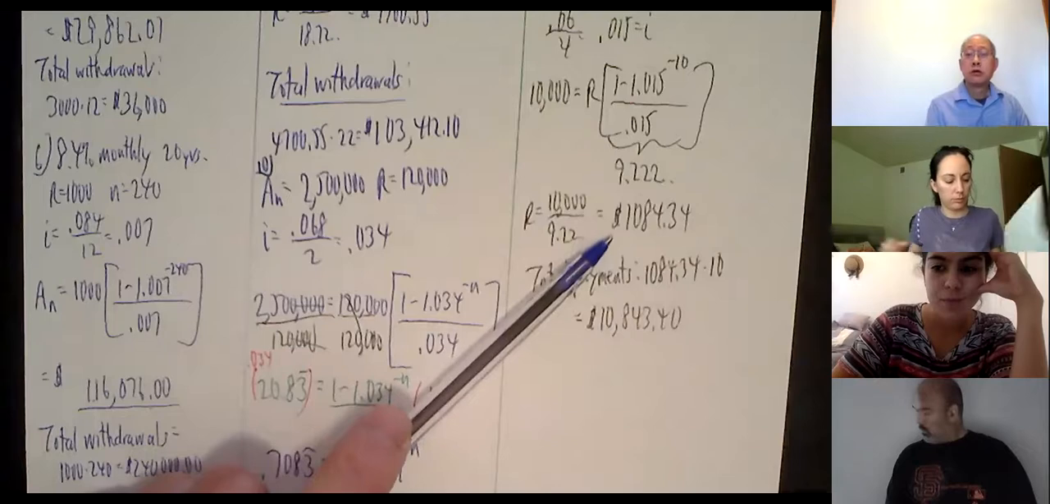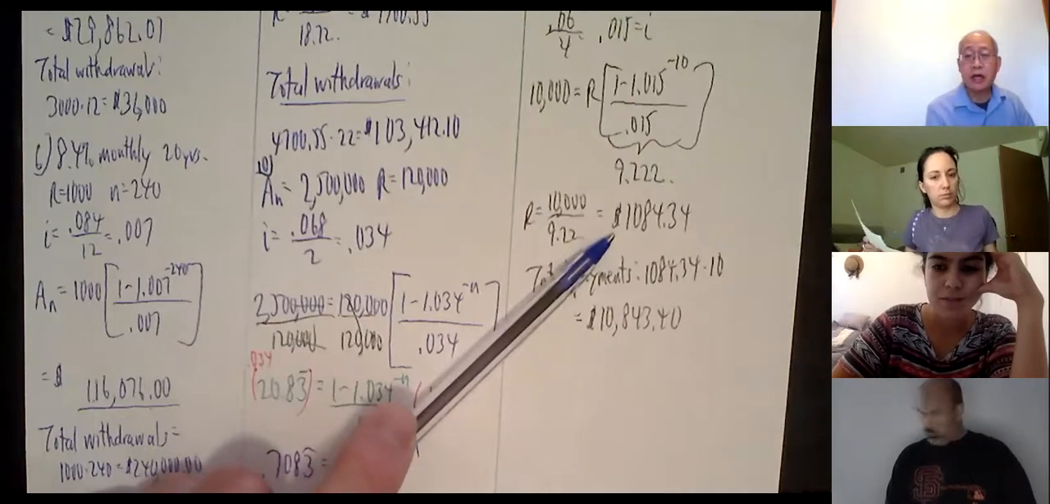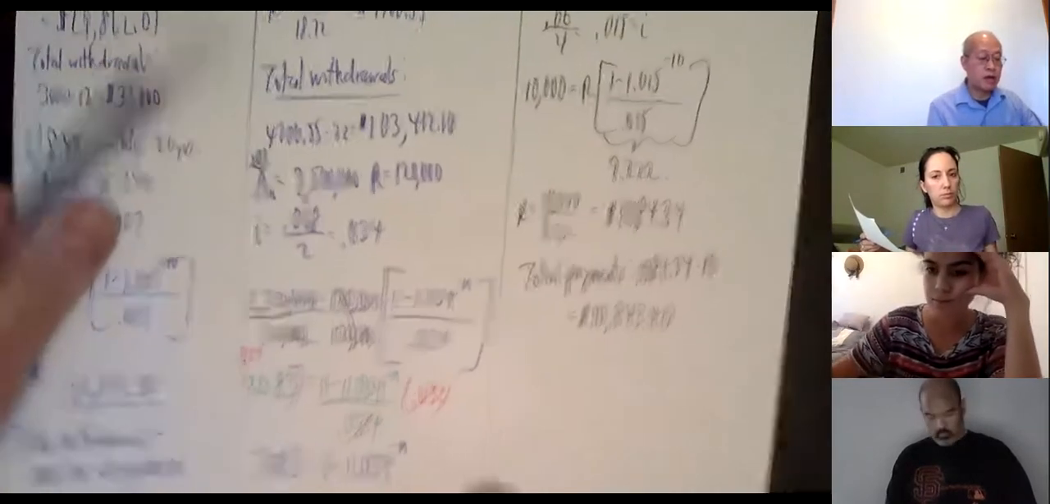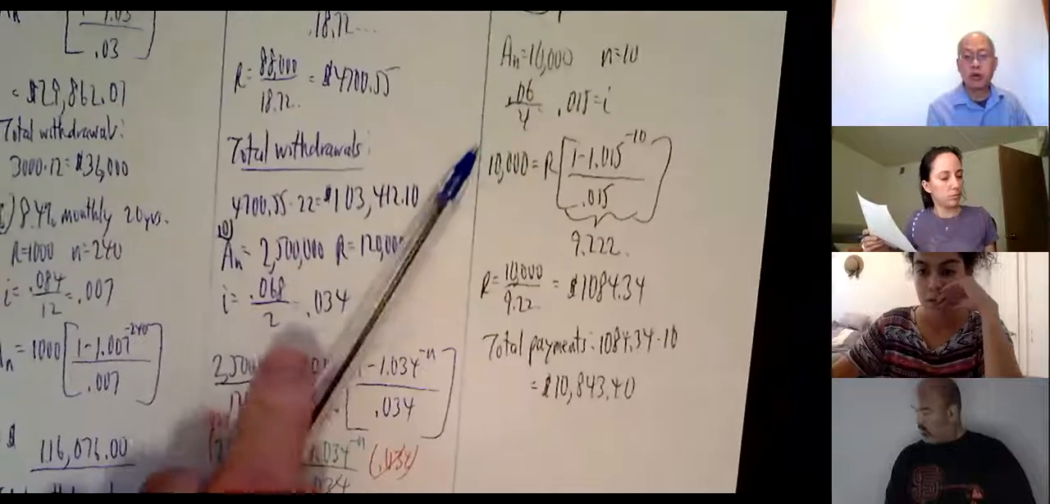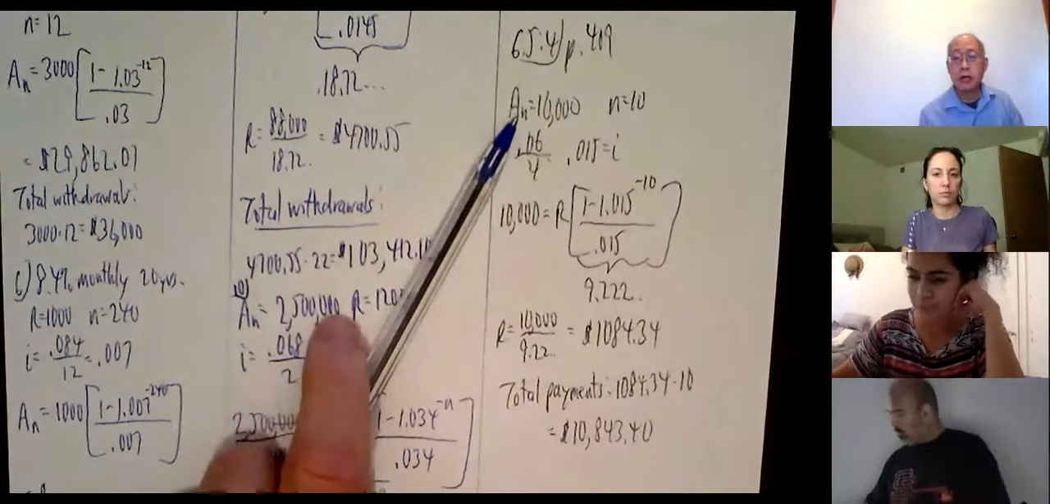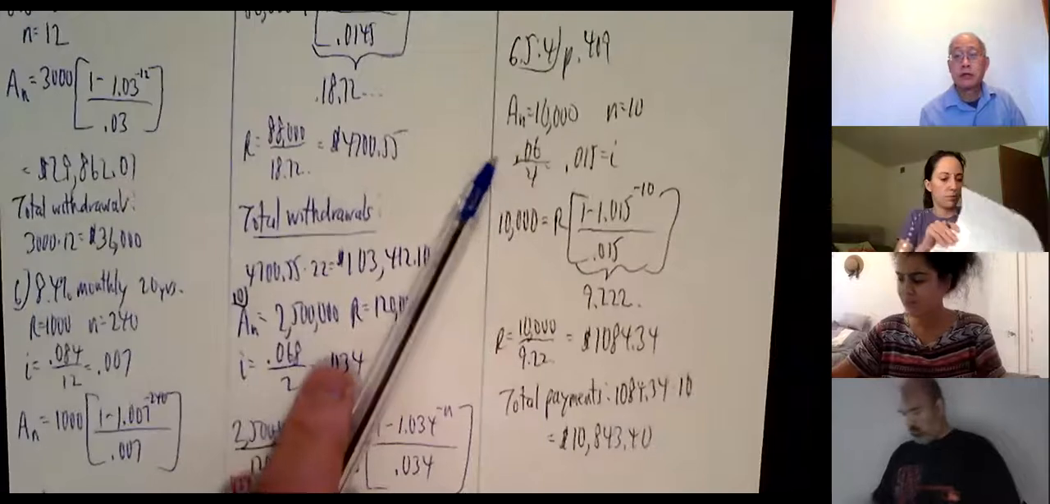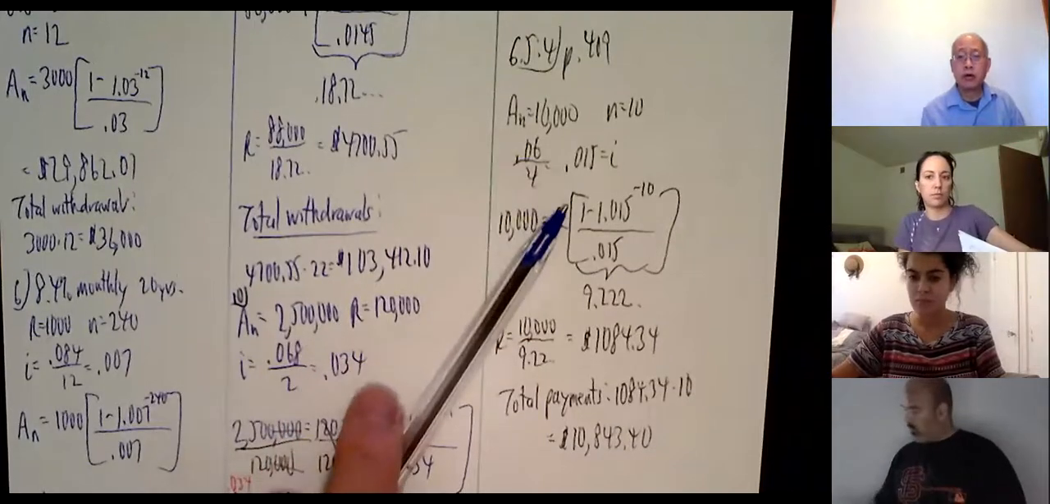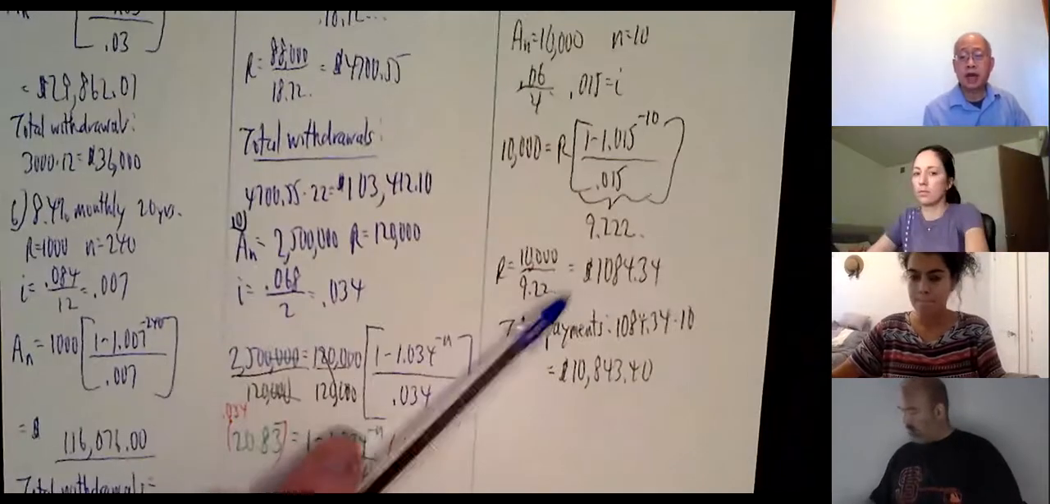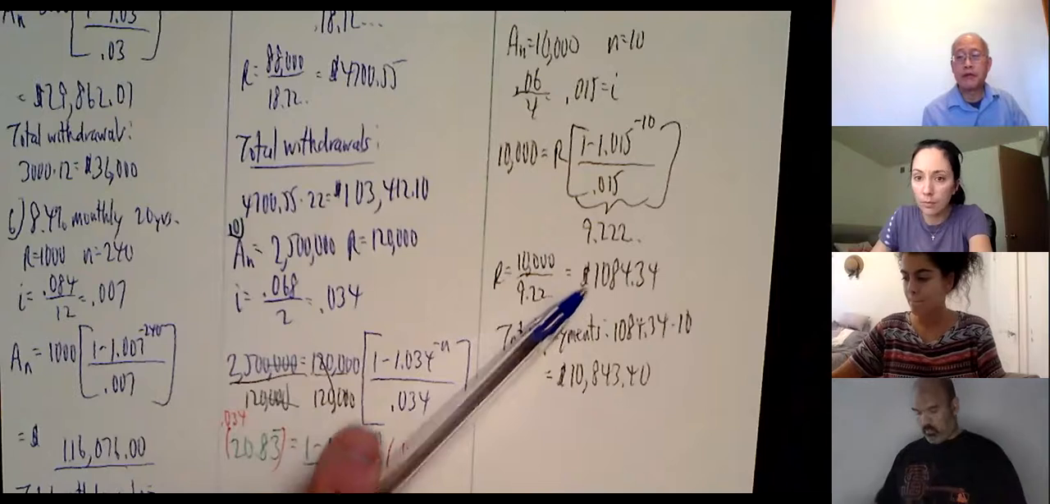All right. So that's the payments that I have to make, the periodic payments every, what was it? Every quarter. Okay. So if I needed to borrow $10,000 under this scheme, at 6% interest compounded quarterly, this is the amount that I have to pay until it's all paid off in 10 payments.